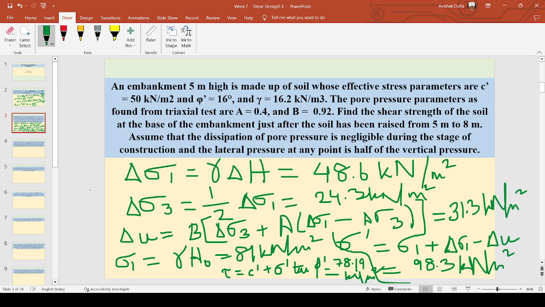Using this effective stress sigma dash and the effective values of C and phi, tau equals C plus sigma tan phi. Here we get tau equals C dash plus sigma dash tan phi dash. We put the values in their positions and we get 78.19 as the shear strength of the soil at the base of the embankment, just after the embankment has been raised from 5 meters to 8 meters.